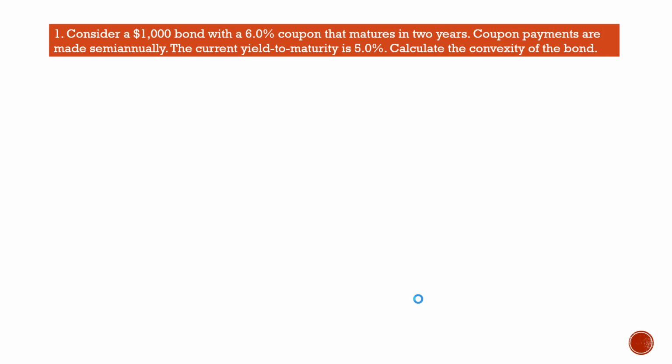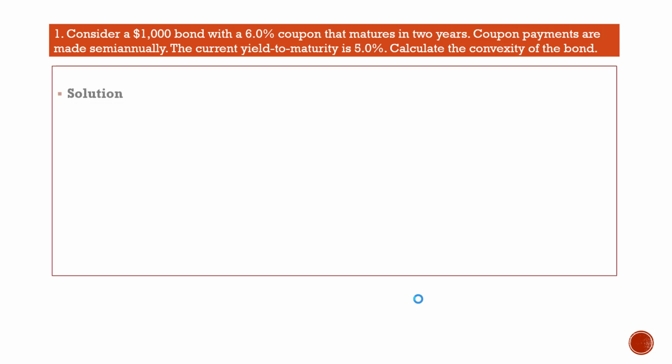The first question: consider a $1,000 bond with 6% coupon that matures in 2 years. Coupon payments are made semi-annually. The current yield to maturity is 5%. Calculate the convexity of the bond. For this question, coupons are paid semi-annually, but for convexity, we calculate the second derivative of the present value function with respect to the effective interest rate i. So I'm going to say v is equal to (1 plus 0.05 over 2) to the power negative 2.